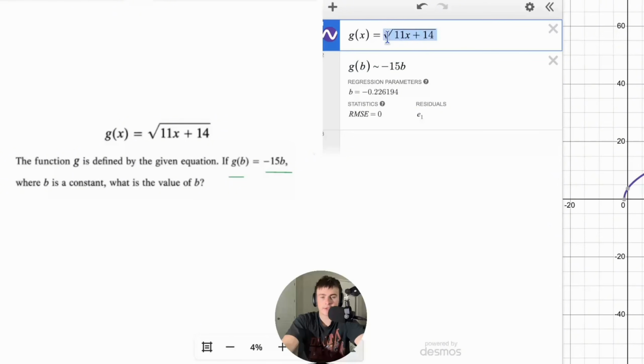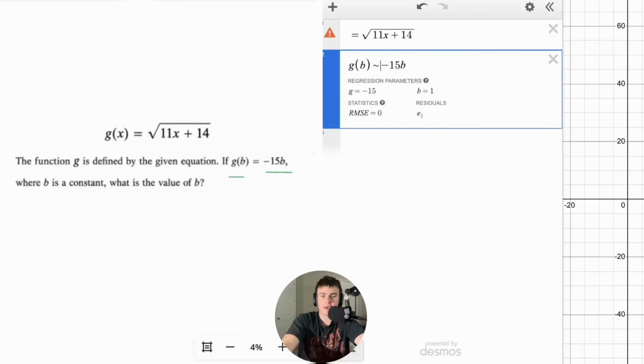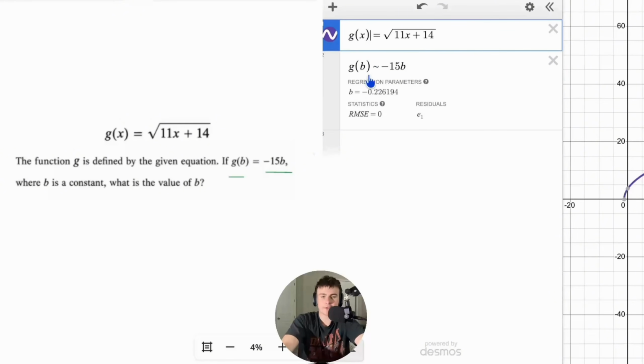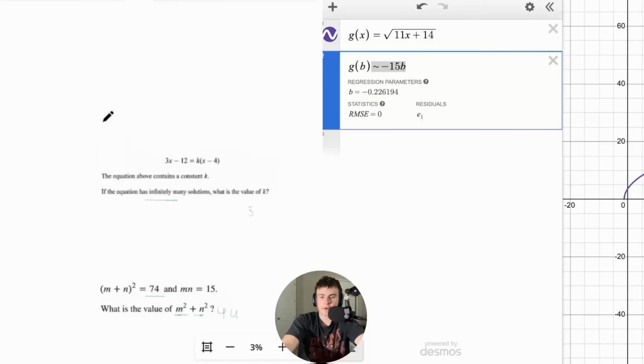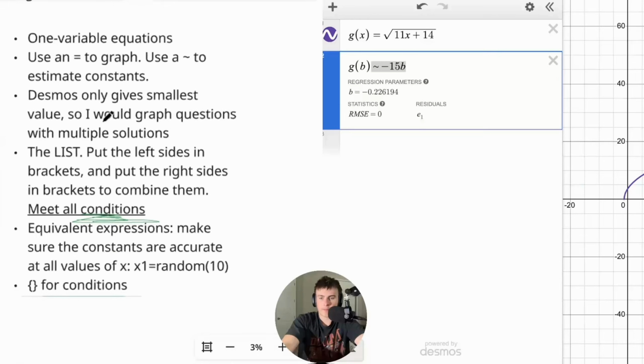Because once again, we have g of x defined. If we didn't have this, we're completely cooked, because it doesn't know what g of x is. If you read this regression, it's going to say b is 1, because that's what it defaults to. So make sure you define your equation, and then you can actually take advantage of this function notation stuff. Just make sure you have your expression notated properly, and that's about it. So I'm pretty sure I covered all of it.